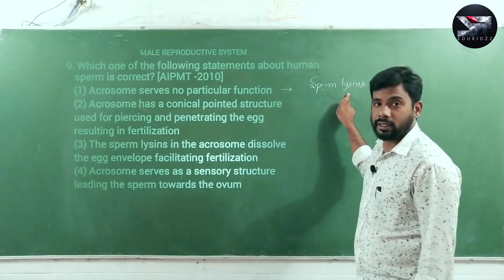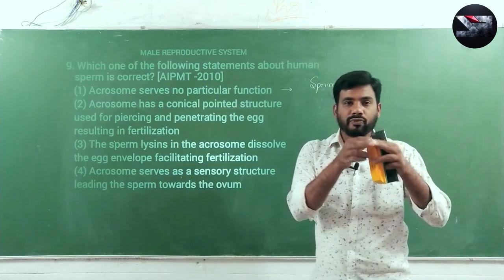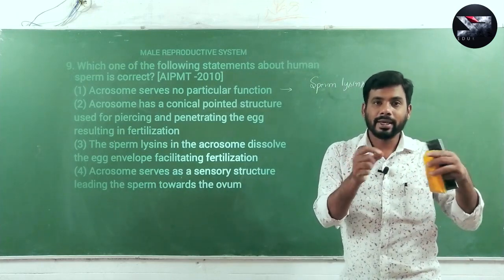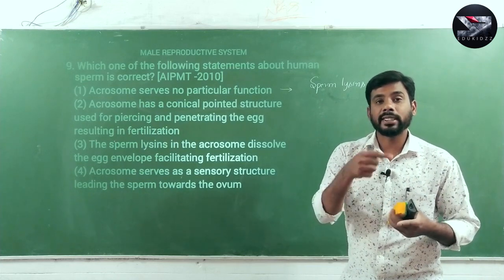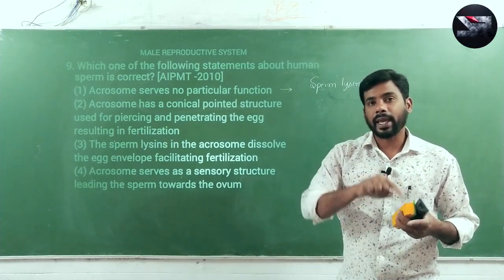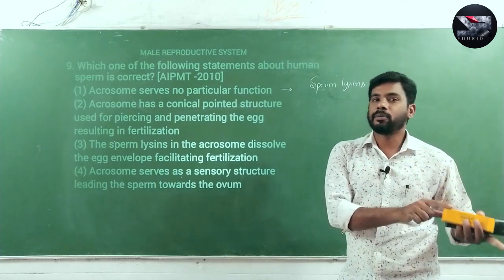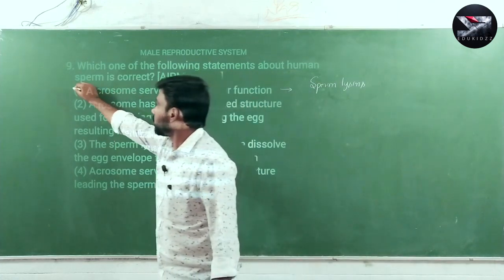When the sperm comes in contact with the egg cell, the acrosome will break or burst. It releases the enzymes, and those enzymes are responsible for disintegrating the protective envelope present around the egg, thereby facilitating the process of fertilization. So that is the main function of acrosome. So this is not the right answer.